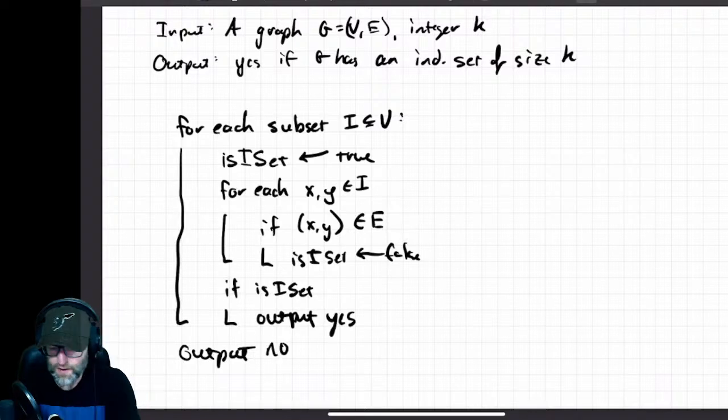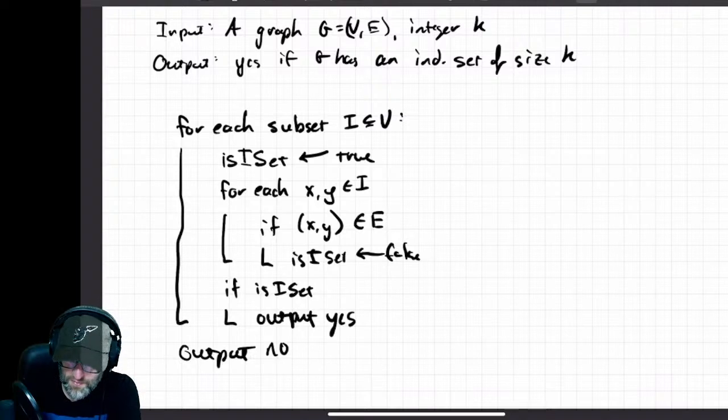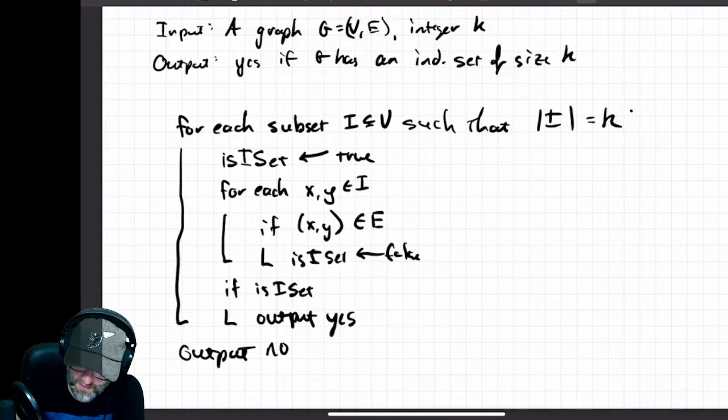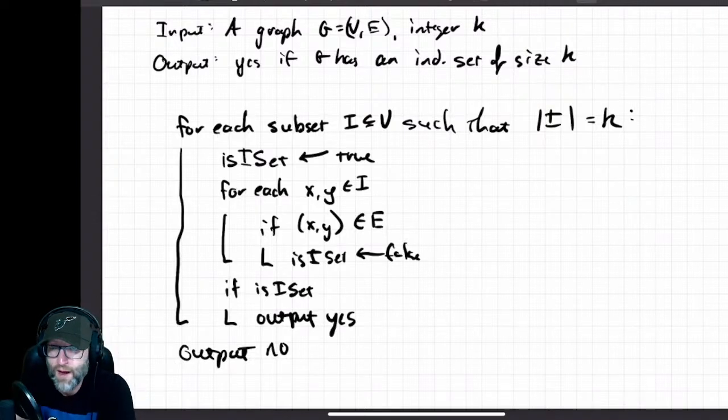Right? Now, there is a mistake that I made. Here, we're doing all possible subsets. Remember that we are looking for subsets of size k. Right? So what I want is all subsets I, and then let me go ahead and erase this part right here, such that the size of I is equal to k. Then we'll do all this. That's the magic of pseudocode, right? You can omit the details.